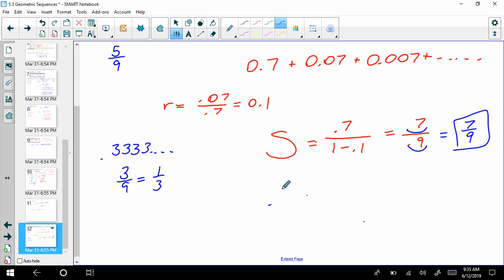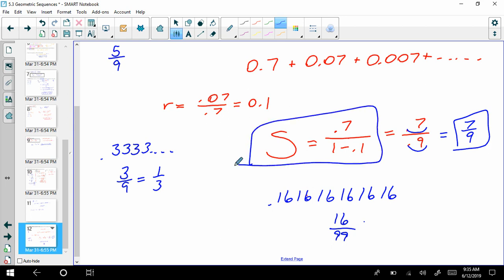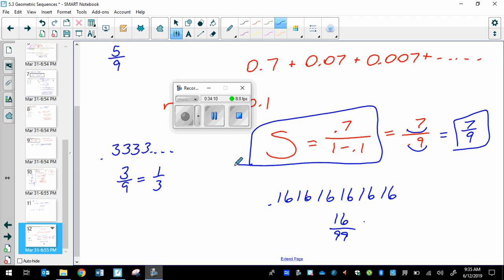Watch this. If it would have been 0.16 repeating, this is so weird, since it was two numbers repeating, it would be over 99. That would be the fraction. If it was three numbers repeating, it would be over 999. This will always work, and it's so weird. But the reason why it works is that it's coming from this infinite sum formula. Crazy. So that is the end of Unit 5.